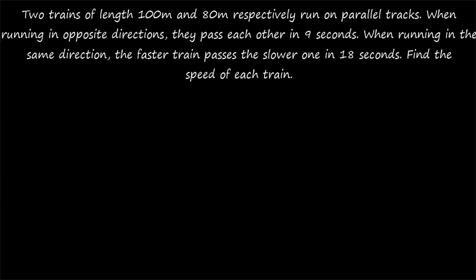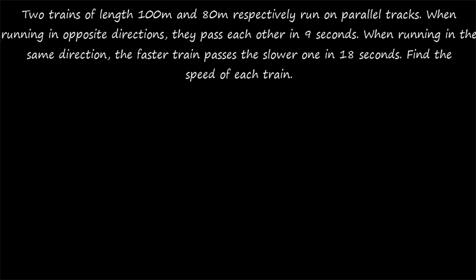So today's question is, two trains of length 100 meter and 80 meter respectively run on parallel tracks. When running in opposite directions, they pass each other in 9 seconds. When running in the same direction, the faster train passes the slower one in 18 seconds. Find the speed of each train.